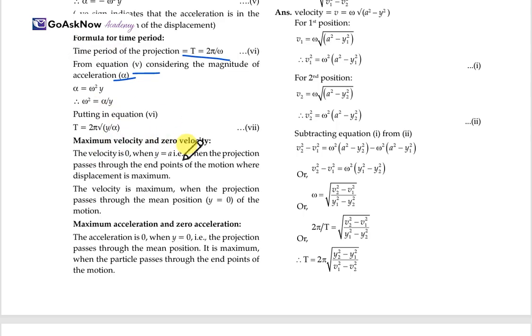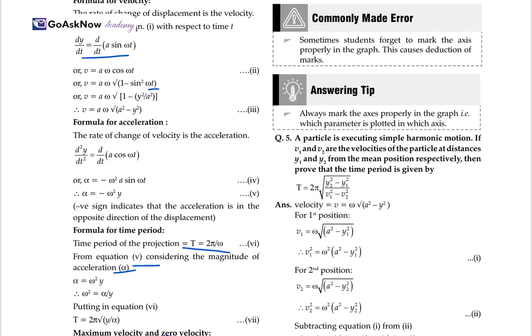Maximum velocity and zero velocity. The velocity is 0 when y is equal to a, when the projection passes through the end point of the motion, where the displacement is maximum. The velocity is maximum when the projection passes through the mean position, y is equal to 0. At that time, the acceleration will be 0. Now, the maximum acceleration and zero acceleration. The acceleration is 0 when y is equal to 0, when the projection passes through the mean position. It is maximum when the particle is at the end point of the motion.